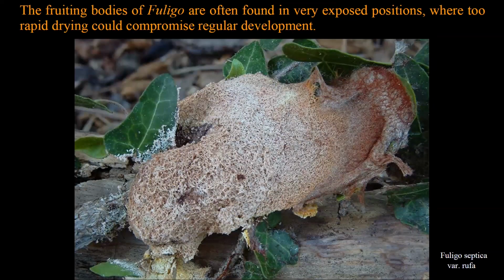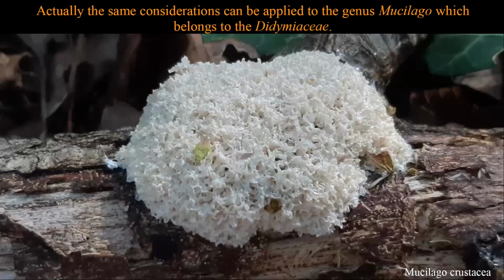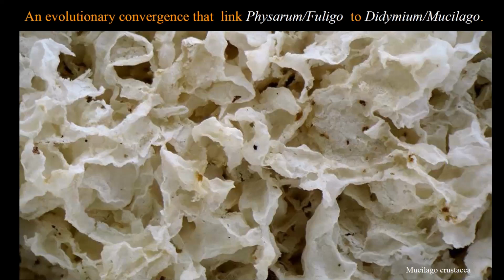The fruiting bodies of Fuligo are often found in very exposed positions, where rapid drying could compromise regular development. The presence of the cortex and the largest side of the aethalia can be an effective defense against too fast drying. Actually, the same consideration can be applied to the genus Mucilago, which belongs to the Didymiaceae. The protection from too rapid drying: an evolutionary convergence that links Physarum Fuligo to the Didymium Mucilago.